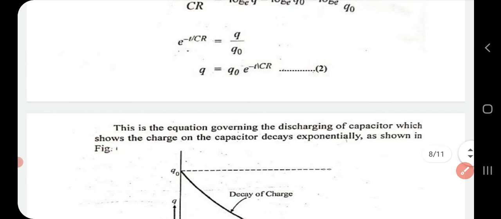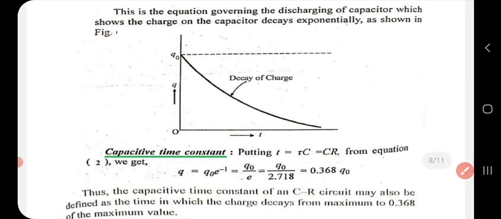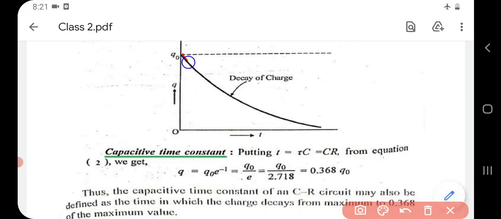Now this is actually the equation governing the discharging of a capacitor, which shows that the charge on the capacitor decays exponentially. So charging as well as discharging of the capacitor, in both cases, is an exponential, that is exponential charging and exponential discharging. Here this is the exponential discharge. See, it is discharging from its maximum value Q0.